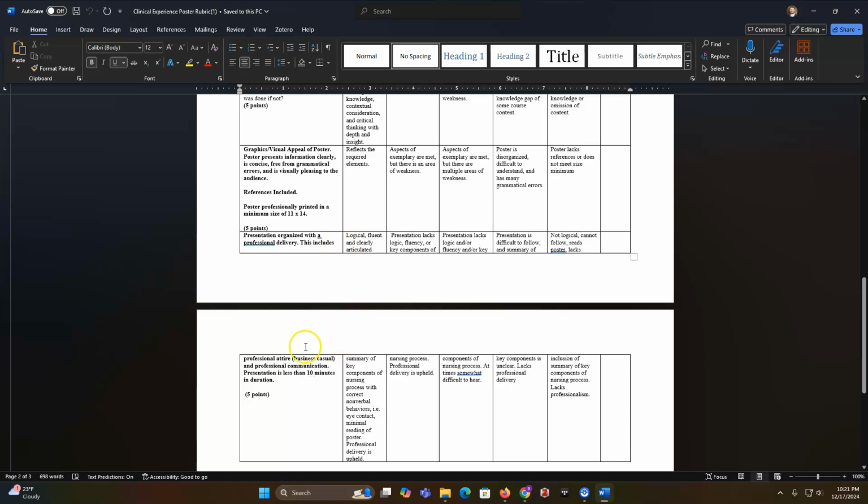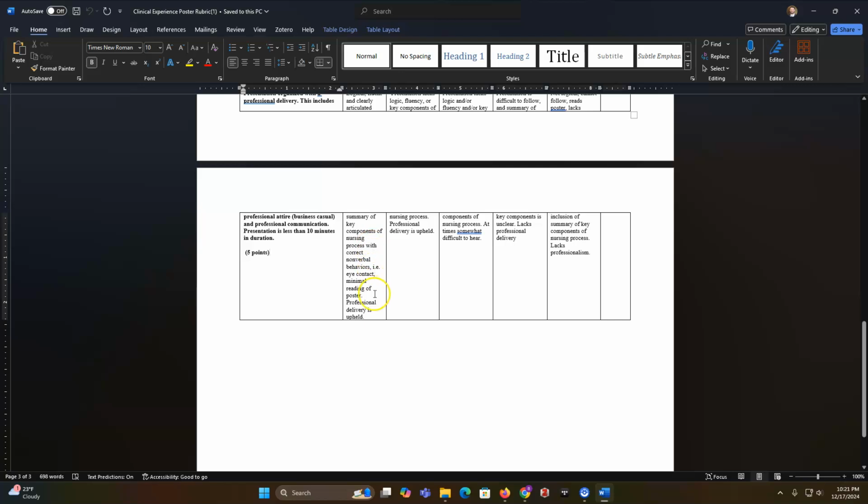When you present live, make sure that you're dressed appropriately in business attire and that you have professional communication. Once again, your presentation should be less than 10 minutes. So we want you to be logical, fluid, clearly articulate key concepts, and try to be as comfortable as possible with this. So watch your nonverbals.